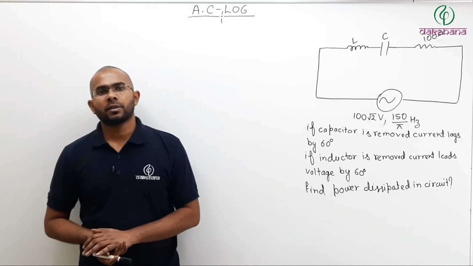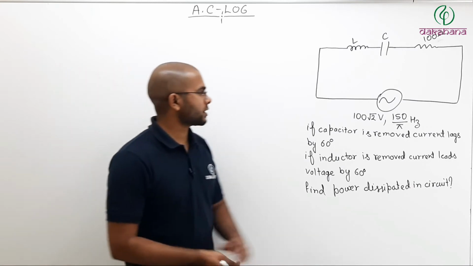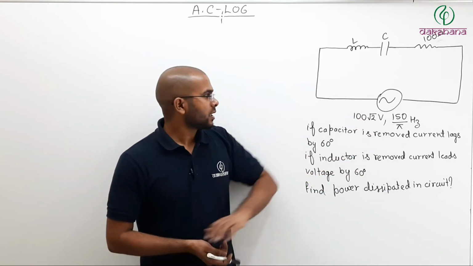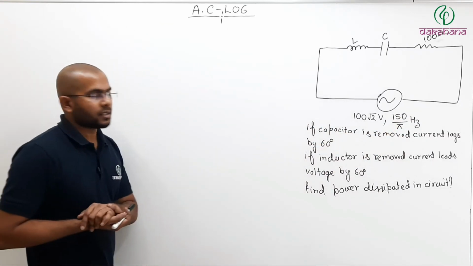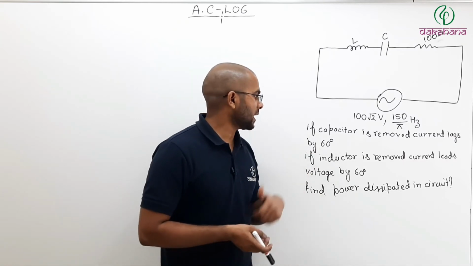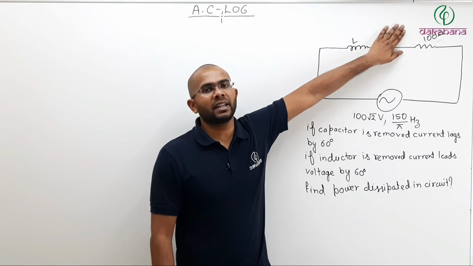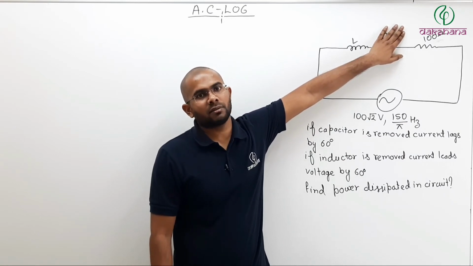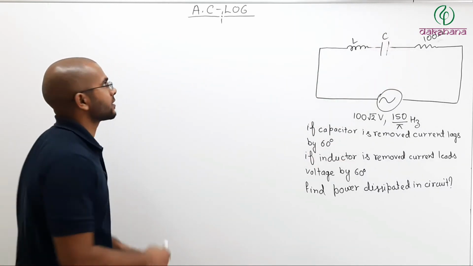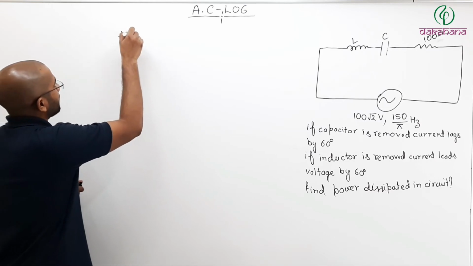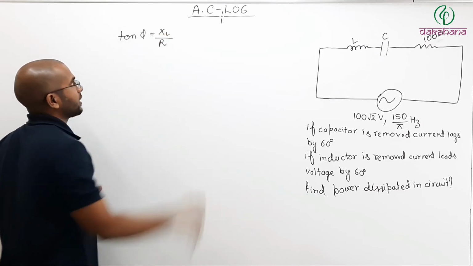Let us solve another question based on LCR resonance. Here there is an LCR circuit and the source is given as 100 root 2 volt RMS and 150 by pi hertz frequency. Now what they are saying is, if the capacitor is removed, current lags by 60 degrees. If you remove the capacitor, then it will be an inductive circuit, and in case of an inductive circuit, current lags. And the phase by which current lags, you can write tan phi is XL divided by R.